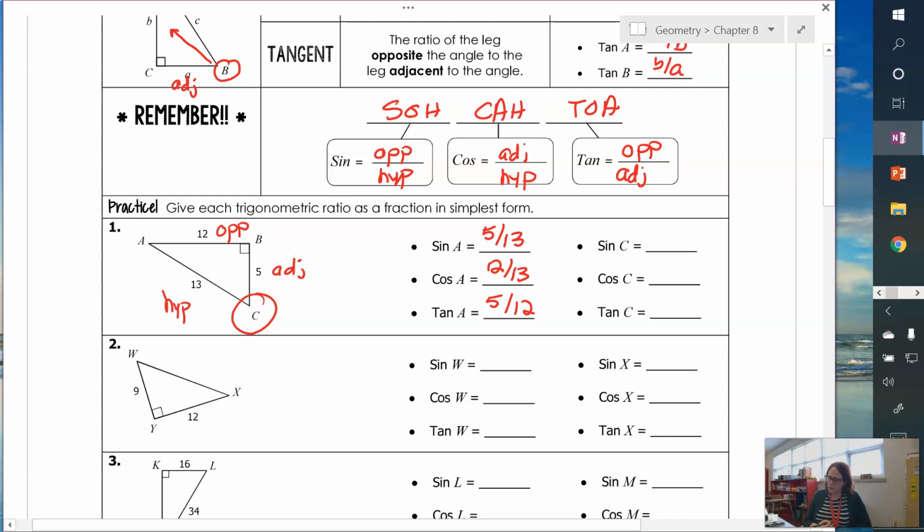So now when I go to write sine of C, opposite is 12, hypotenuse is 13, so 12 over 13. Cosine, I'm going to do adjacent over hypotenuse, so that's 5 over 13. Tangent, opposite over adjacent, 12 over 5. So when I ask you to write the ratios, this is what I'm looking for.